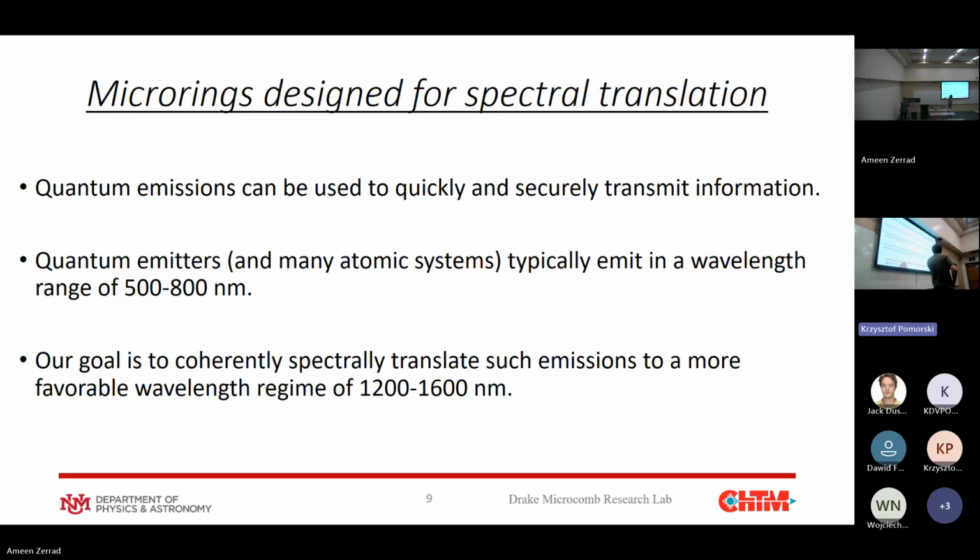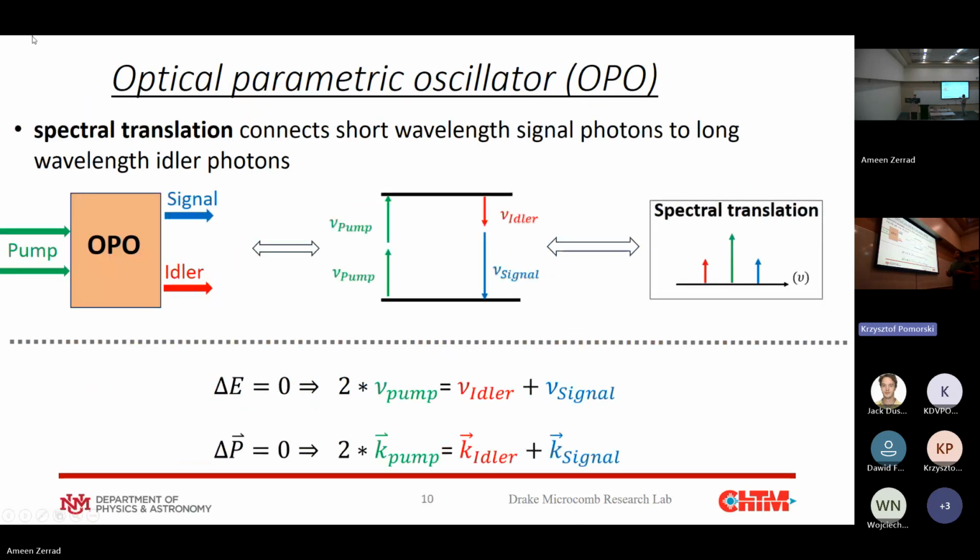So what are microrings designed for spectral translation? Quantum emitters, such as your 2D layer membranes, quantum dots.